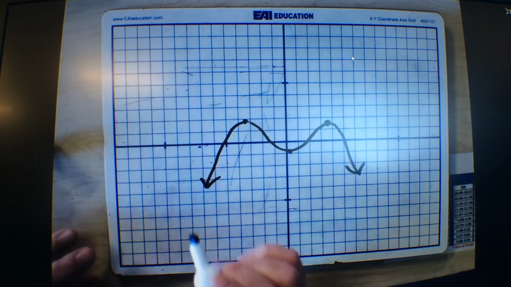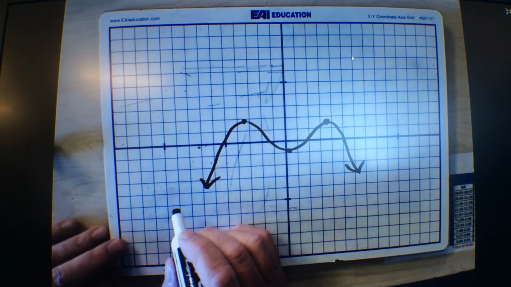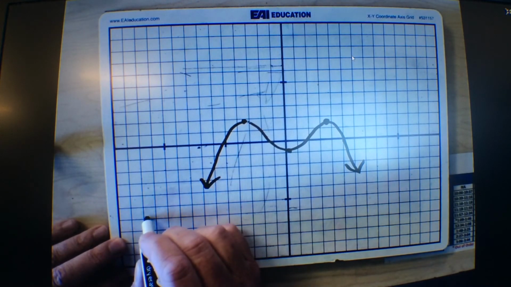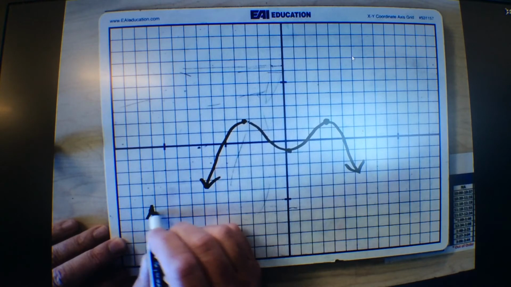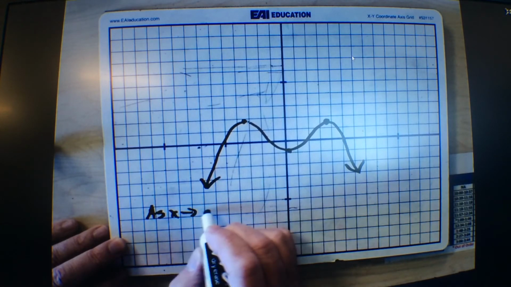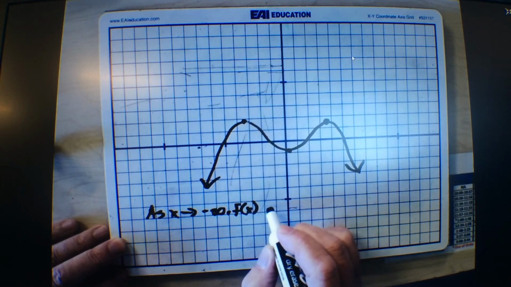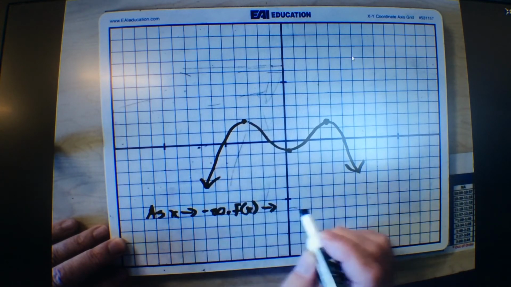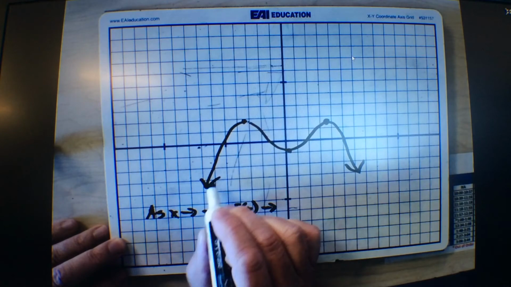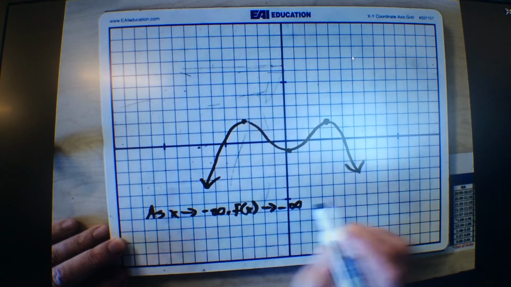Okay, on the left side, would you give me what you have, Harper? As x approaches negative infinity, f of x approaches positive infinity. This approaches positive infinity? No, negative. Negative. Okay, I agree with that.